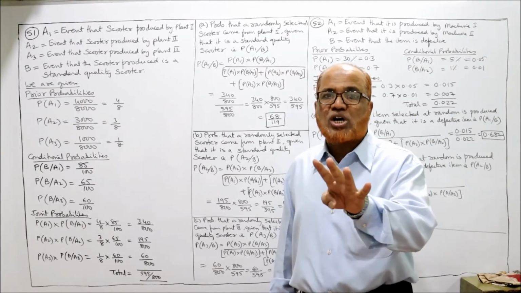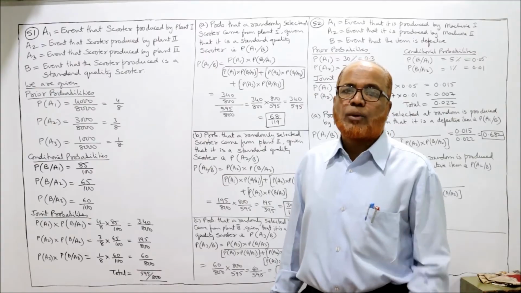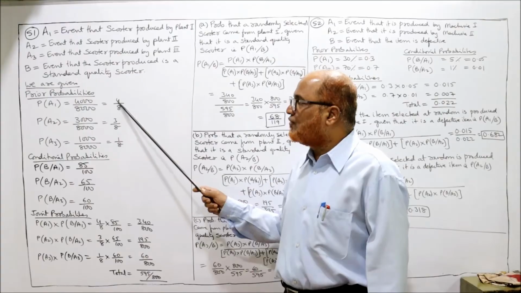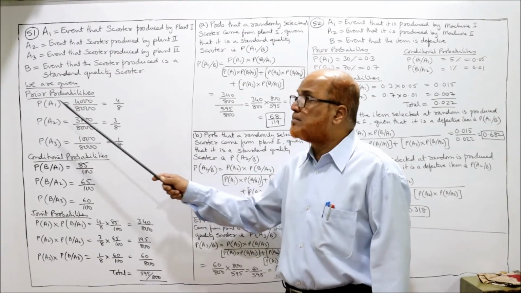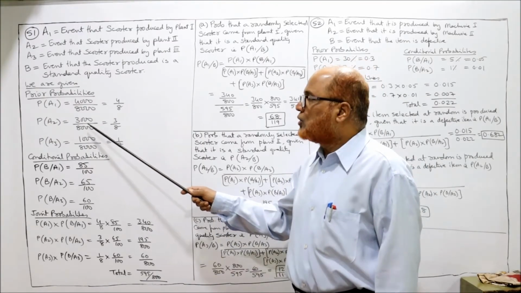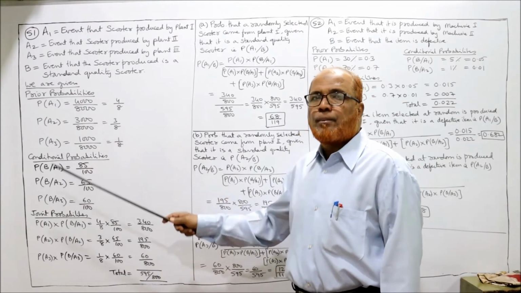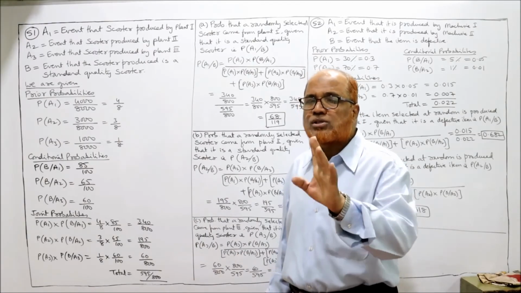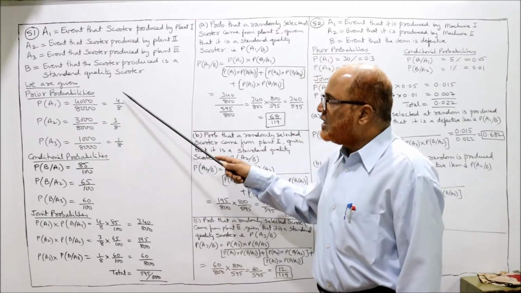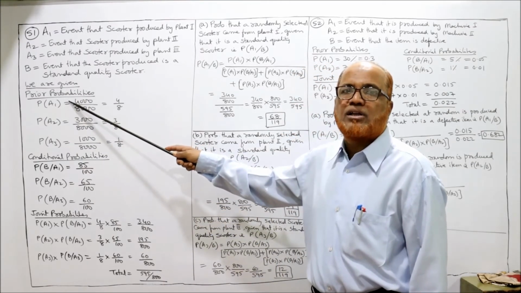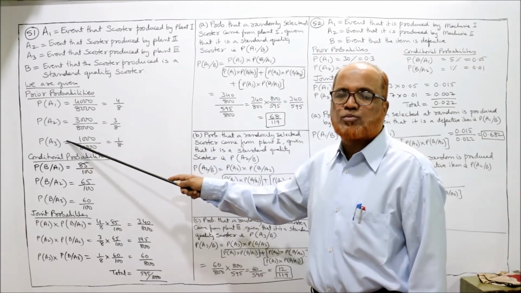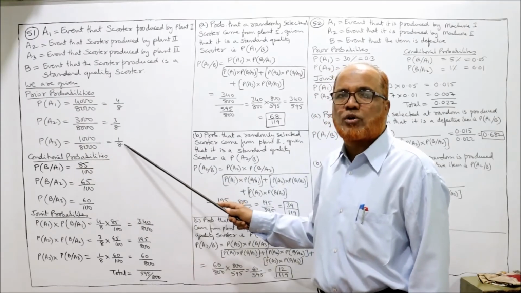Out of the total 8,000, 4,000 scooters are from plant 1, so the probability of A1, P of A1, is 4,000 by 8,000, which is 4 by 8. P of A2: out of 8,000, 3,000 scooters are produced by plant 2, so 3,000 by 8,000, 3 by 8. Plant 3: out of 8,000, 1,000 scooters are produced by plant 3, so P of A3 is 1,000 by 8,000, 1 by 8. These three are called prior probabilities: the probability that the scooter is produced by plant 1, by plant 2, and by plant 3.